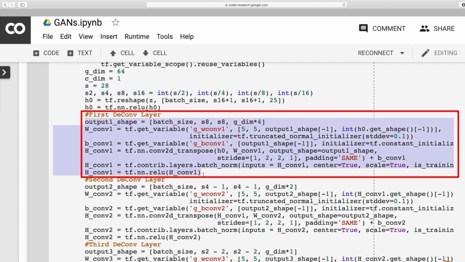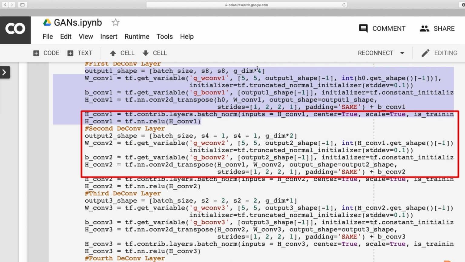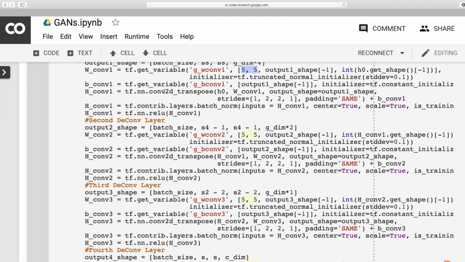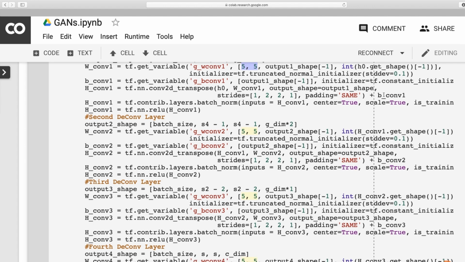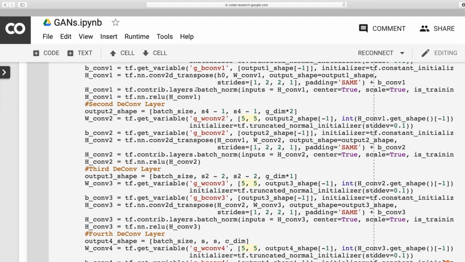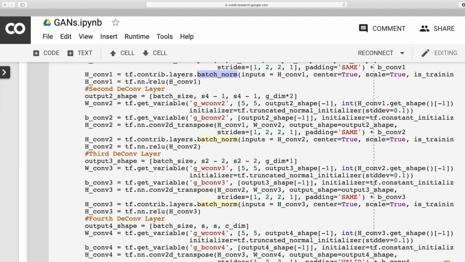You can see this part of the code which shows the structure of the first layer that I was talking about. The kernel has the size 5 times 5, and you can see that we have applied the transpose of the convolution here and added the biases and used the batch norm here. After that, we have applied the ReLU activation function.